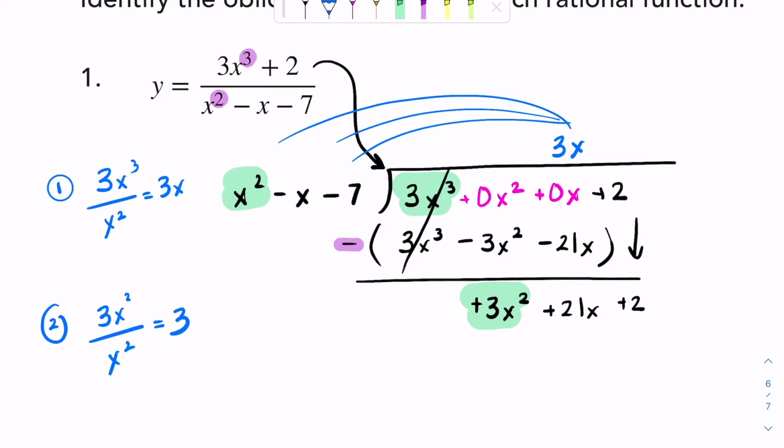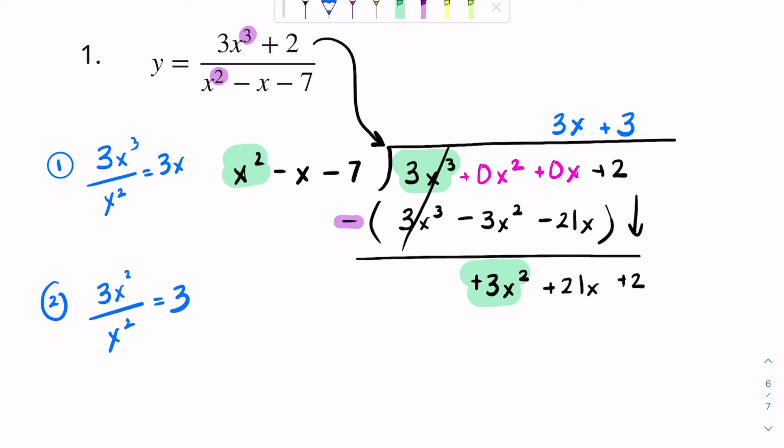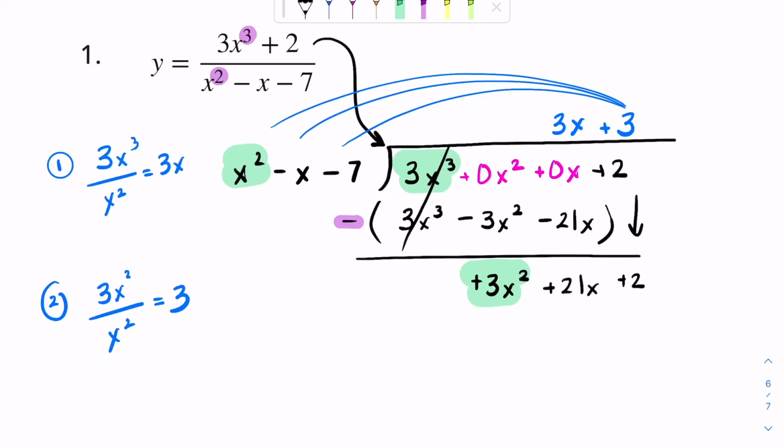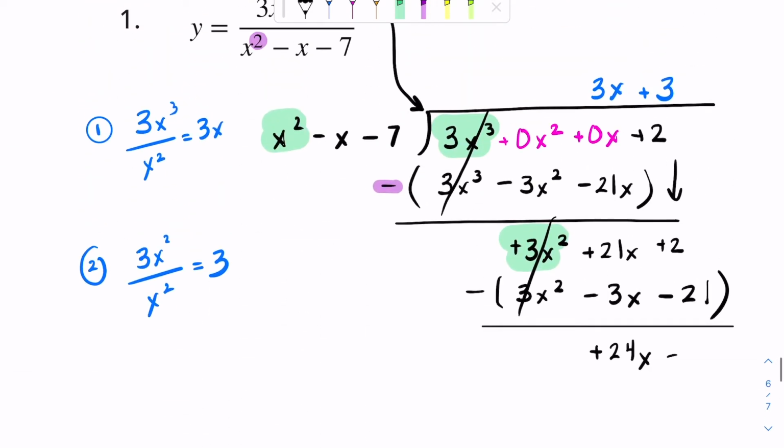3x squared divided by x squared is 3 for your final term of your quotient, of which you multiply out to all terms in the divisor. This gives you 3 times x squared, or 3x squared. 3 times negative x, negative 3x, minus 21. We're subtracting all three terms. 21 minus negative 3 is the same as adding, so that would be plus 24x. 2 minus negative 21 is the same thing as adding. 2 plus 21 is 23.